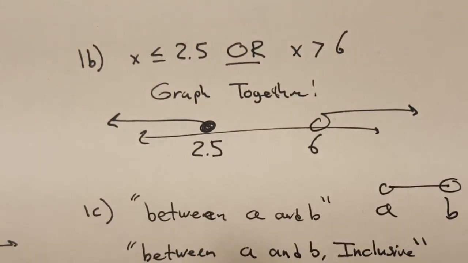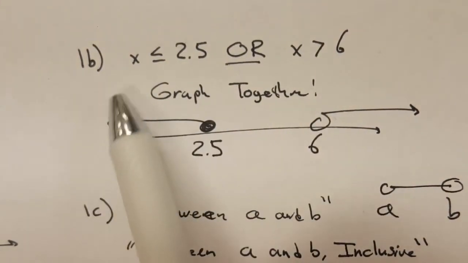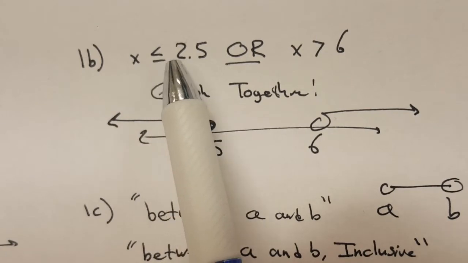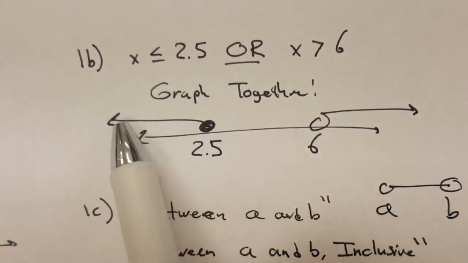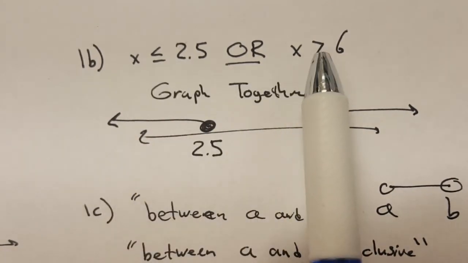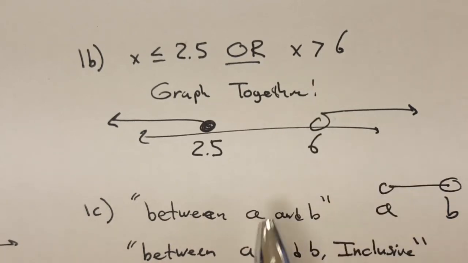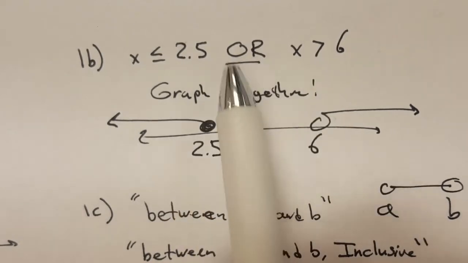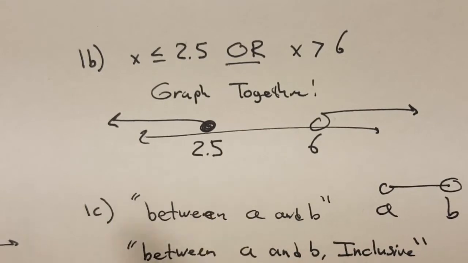Part B is an or, okay? So we basically just graph them together, okay? X is less than or equal to 2.5, solid dot 2.5 going left. Or x is greater than 6, open circle on 6 going to the right. Now since it's an or, okay, you can graph both of them on one graph.